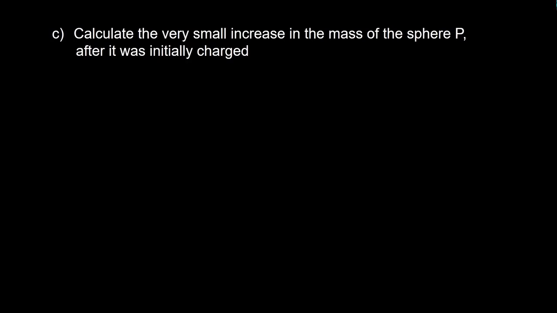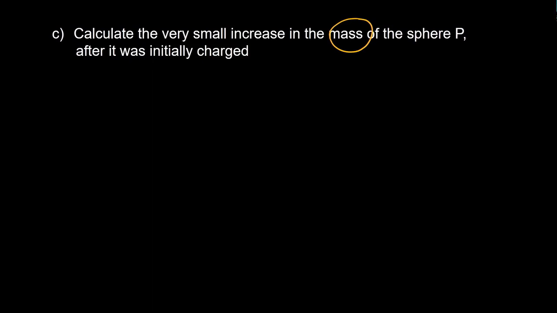Right, what's the next question? Calculate the very, very small increase in mass of the sphere P after it was initially charged. So we know that these spheres started off as neutral. They told us right in the beginning they start off as neutral. So what is the mass gain going to be? We're talking about electrons. Electrons are minuscule. But the number of electrons that would have been transferred to sphere P to form its initial charge would give us an indication of the mass that P is going to gain.